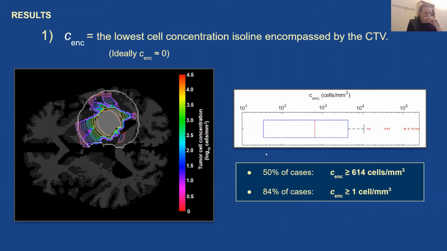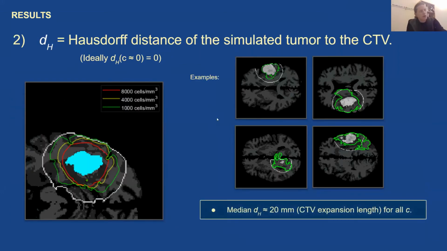But regardless, looking at the Hausdorff distance, in virtually all the cases, the median Hausdorff distance is roughly 20 millimeters. Now, this is equal to the CTV expansion length. And here are some examples of what it looks like. This green outline corresponds to the 100 cell isoline, so it's pretty low, actually. And as we see, it does not conform very well to the CTV in the first place, as is expected.